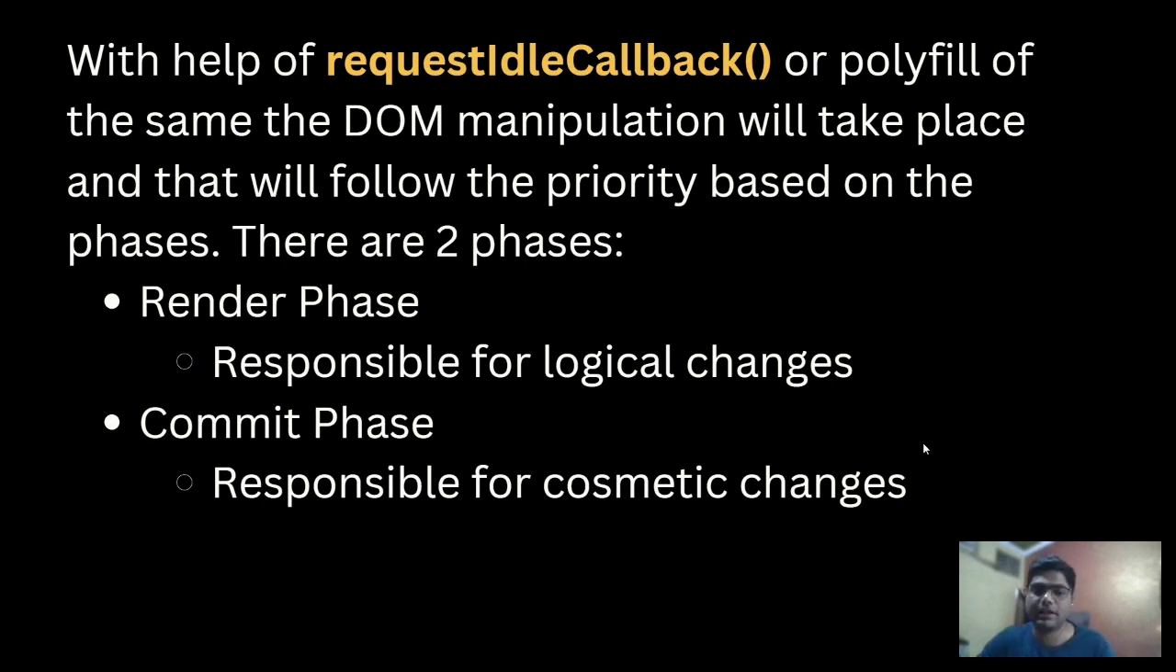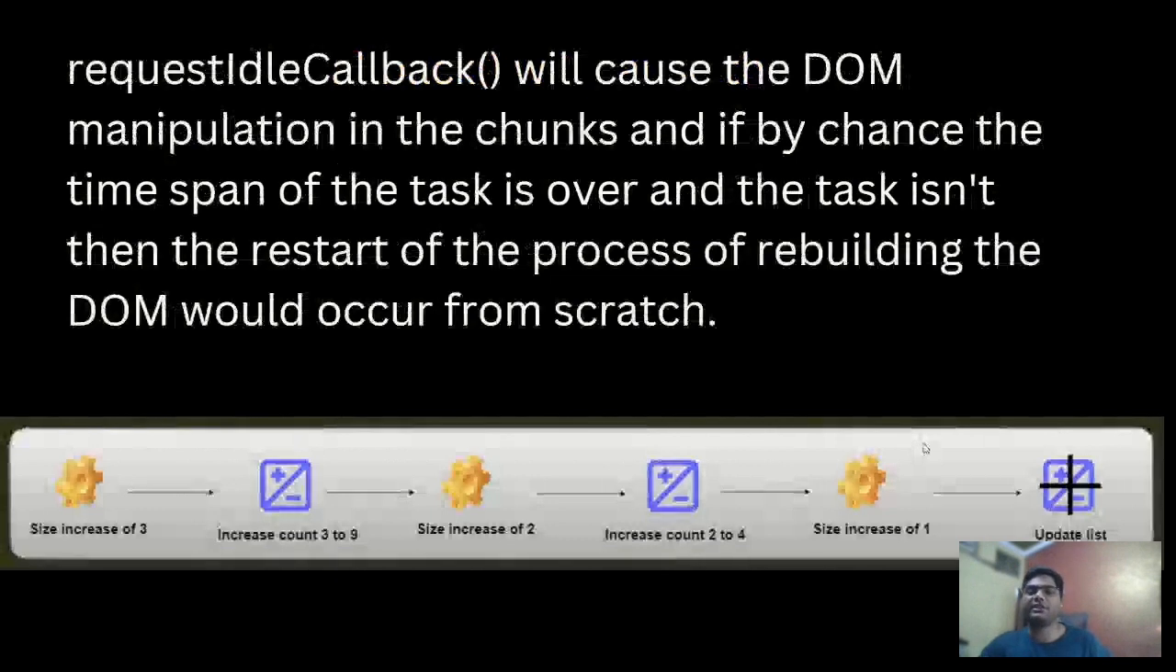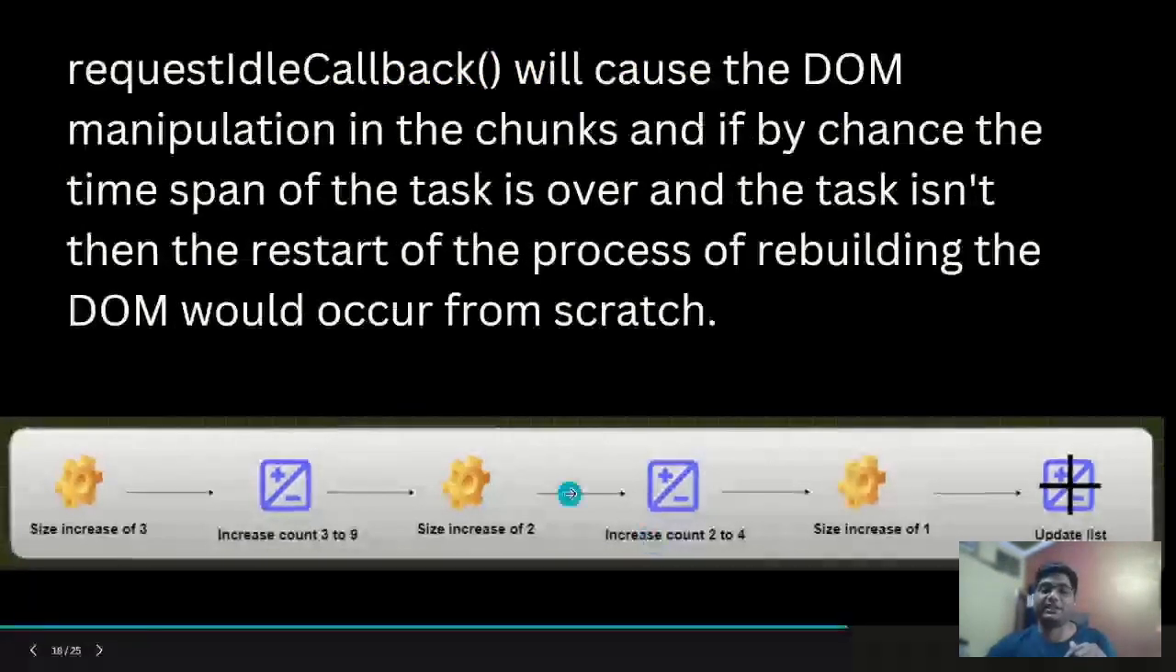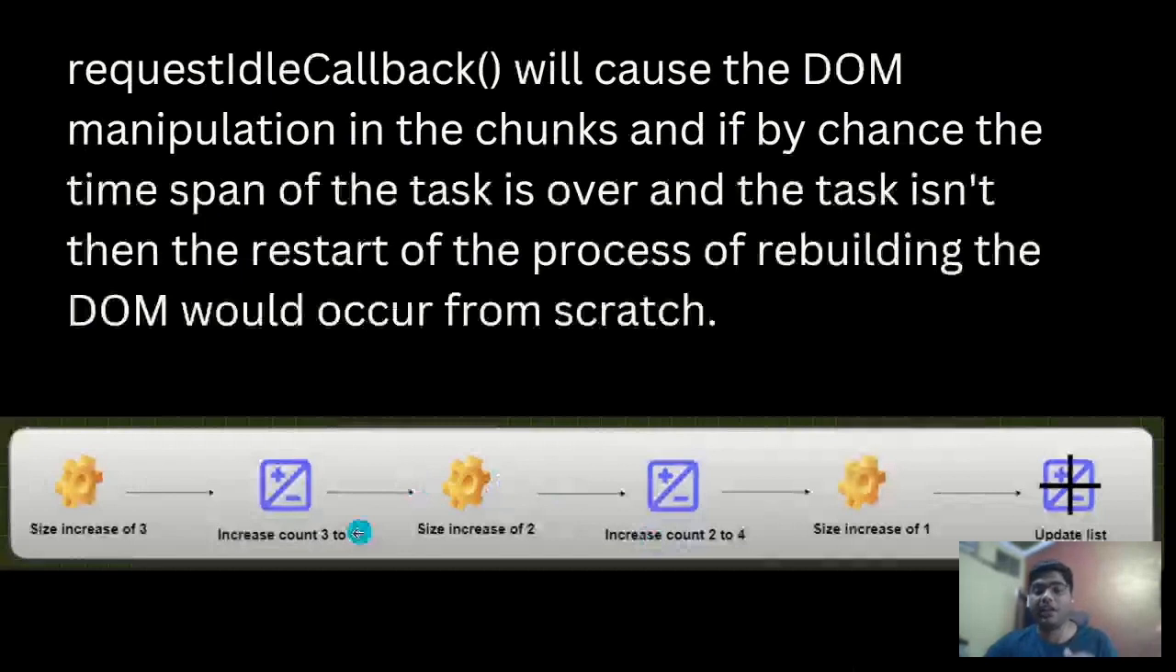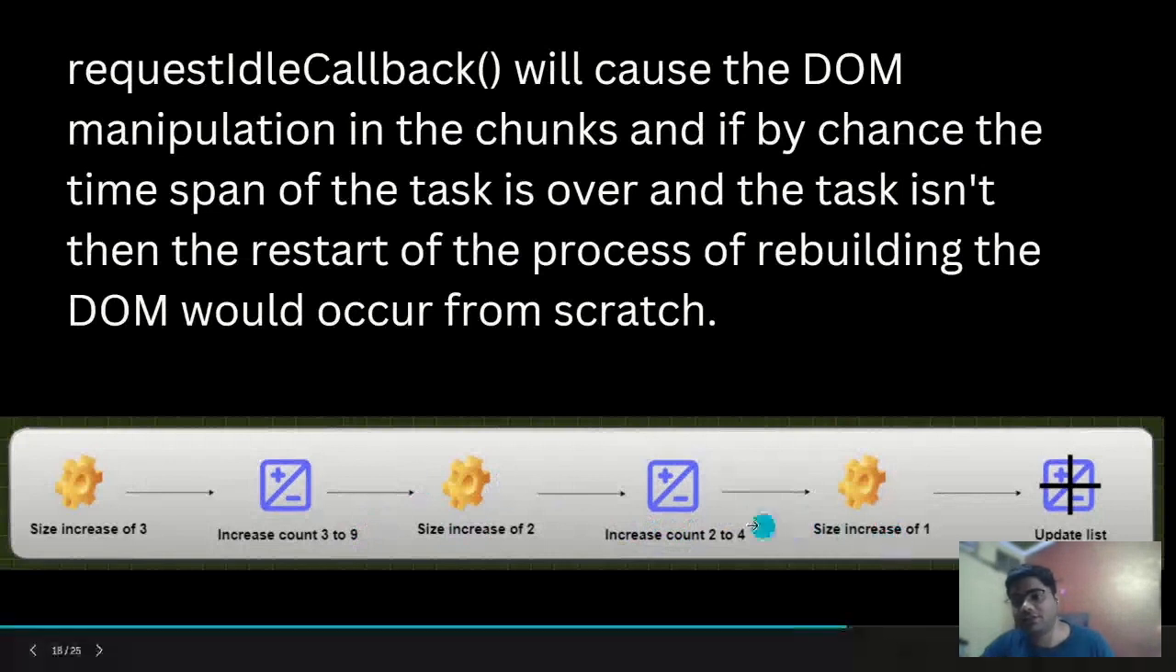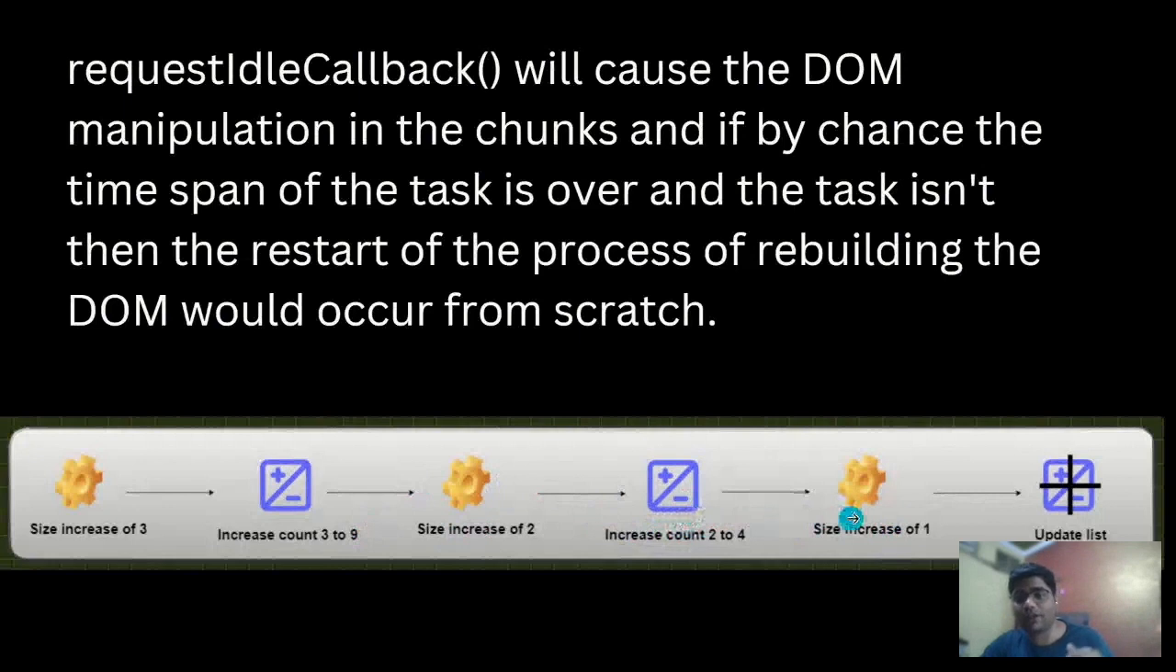Now, the answer to the question I had asked about how exactly this manipulation would happen. The answer is, first 3 will get changed to 9. 9 will get its size increased to 2 times, and then 2 will get changed to 4, and then its size will increase, and so on and so forth. The 1 will not get updated, only its size will get updated. So that's how this updation is happening.